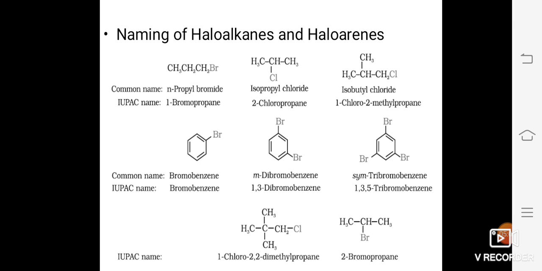The next example is 2-bromopropane. Three carbon atoms are linked in a chain, and the second carbon atom is carrying the bromine. Therefore, the name is 2-bromopropane, and this is also an example for a secondary halide, because the carbon exists in 2 degree, or we find one carbon atom is attached to two carbon atoms, that is a secondary carbon atom.